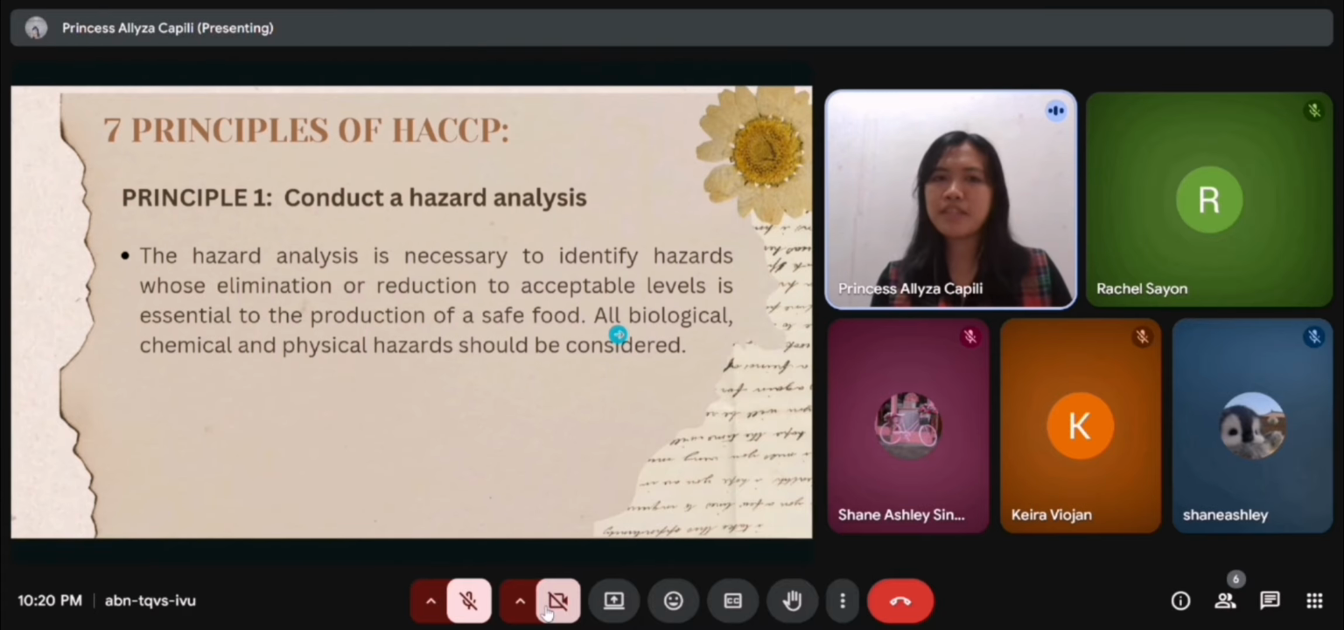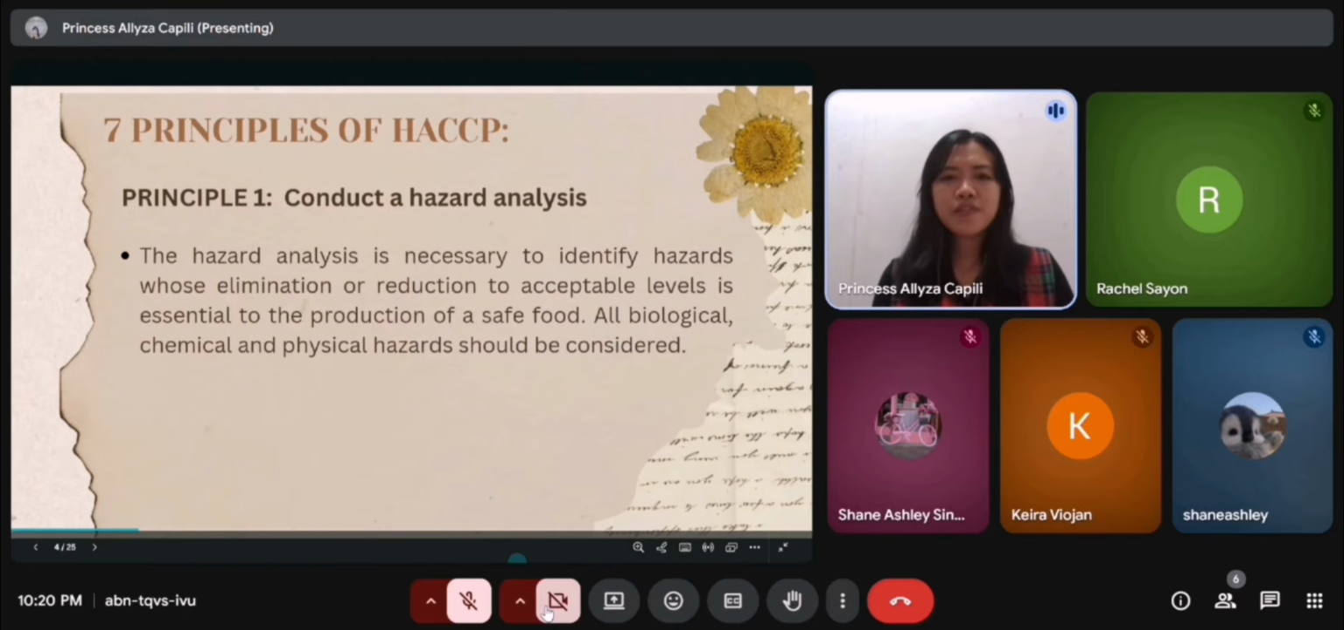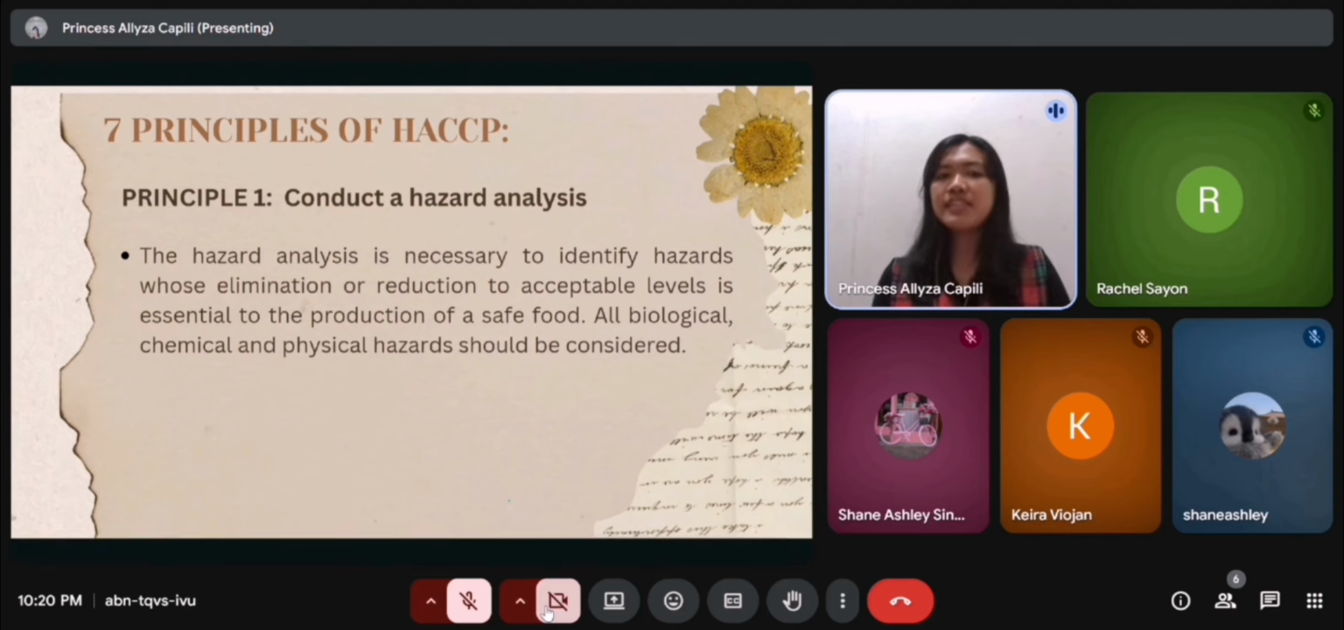Now let's move on to the 7 principles of HACCP. Now, the first principle is to conduct hazard analysis. Before making food, a business must check for anything that could harm people, gaya ng germs, chemicals, or objects. Meron tayong tatlong types ng hazard.